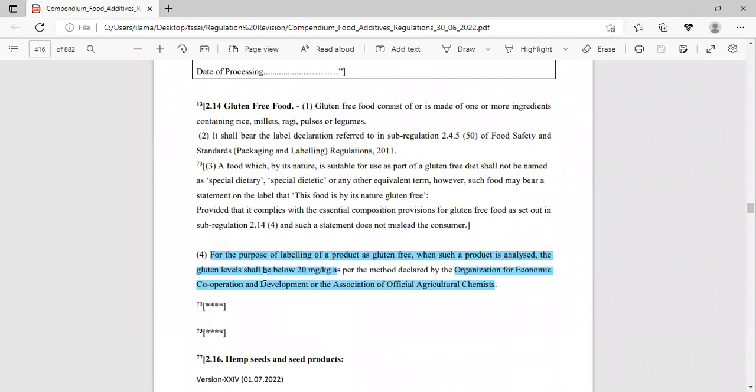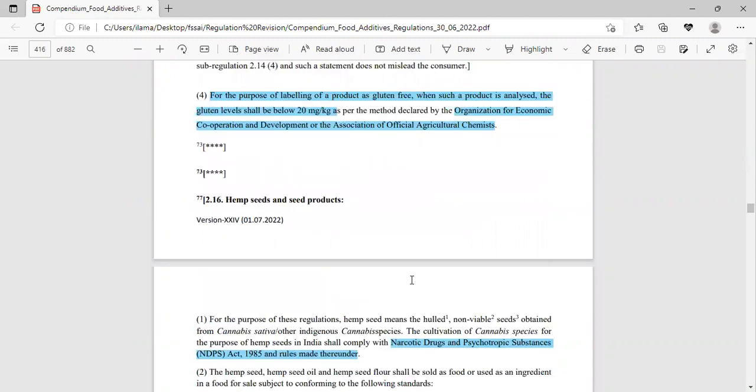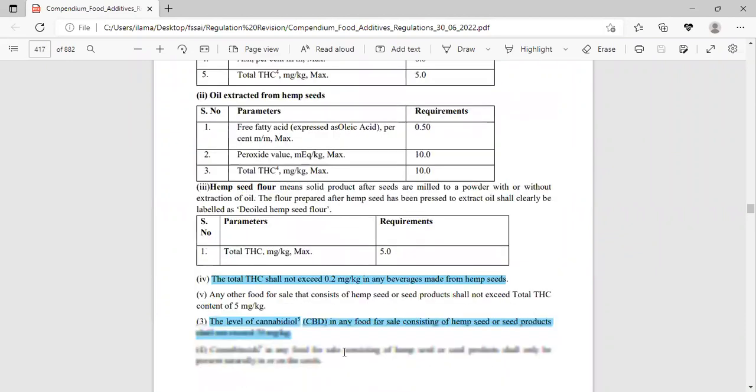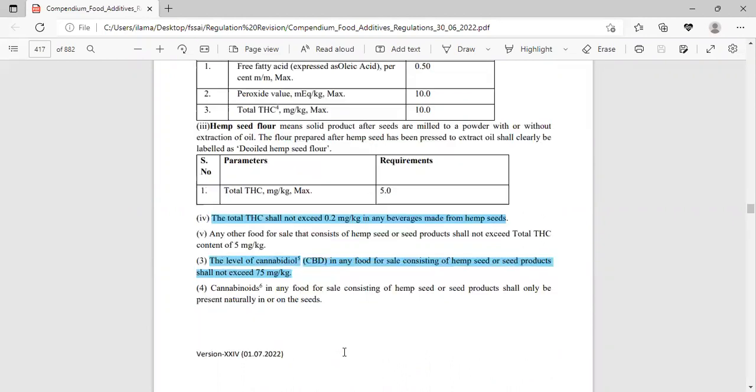Gluten-free product, we know it, the gluten level has to be below 20 mg per kg. And hemp seed comes under the Narcotic Drugs and Psychotropic Substances Act. Here they will mention some values. Just go through what cannabidiol is and what the maximum limit is, because it was recently amended, so they may ask.